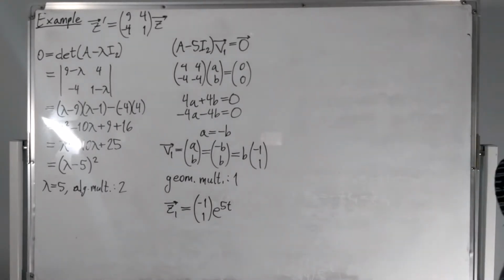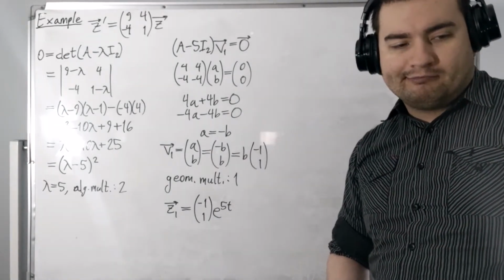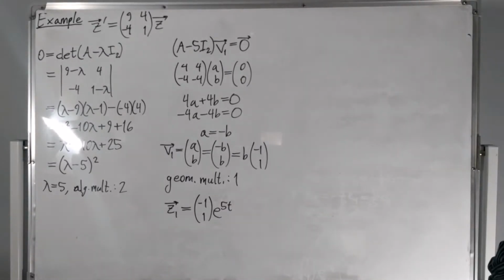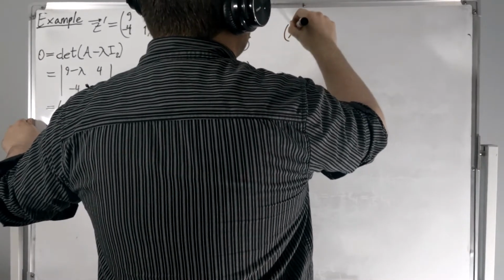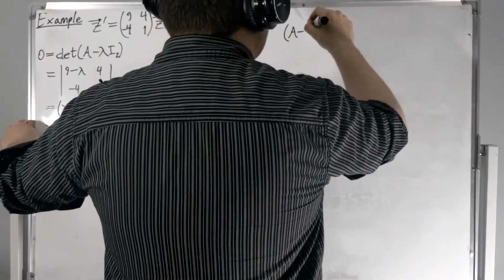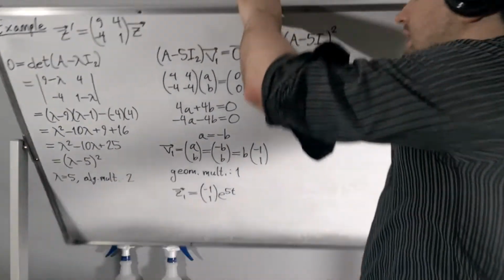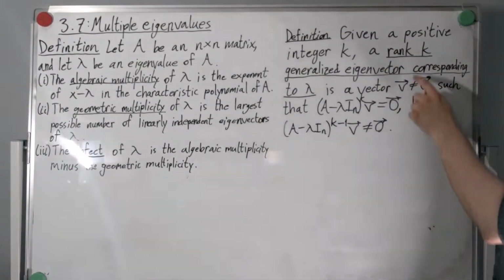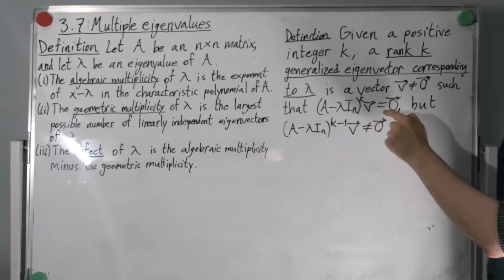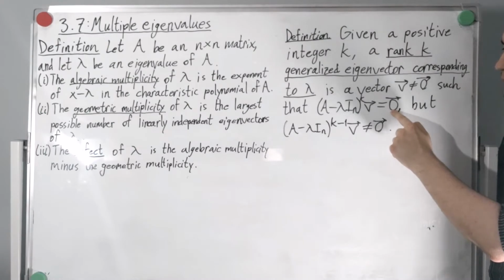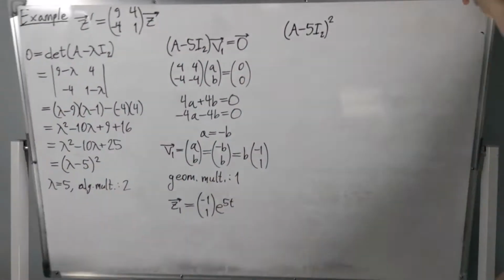So here's what we have to do. We have to consider generalized eigenvectors of rank 2. Okay? So before we do that, we need to look at what A minus 5 I2 squared actually is. Because if we're going to consider generalized eigenvectors of rank 2, then we need to have A minus lambda I2 squared times v equals the 0 vector. Well, it would help if we know what A minus lambda I2 squared actually is. So let's compute that first of all.